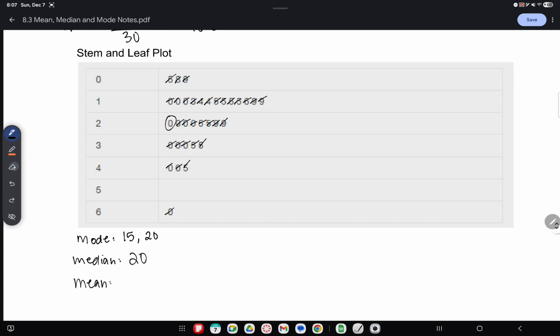And then the mean, I'm going to add them all up and then divide by how many data values there are. Let's count how many data values there are. There's 3, 6, 7, 8, 9, 10, 11, 12, 13, 14, 15, 16, 17, 18, 19, 20, 21, 22, 23, 24, 25, 26, 27, 28, 29, 30, 31, 32, 33. All right, so again, I'm going to add them all up and get a grand total. So I get 740, and if I divide that by 33, I get 22.42.